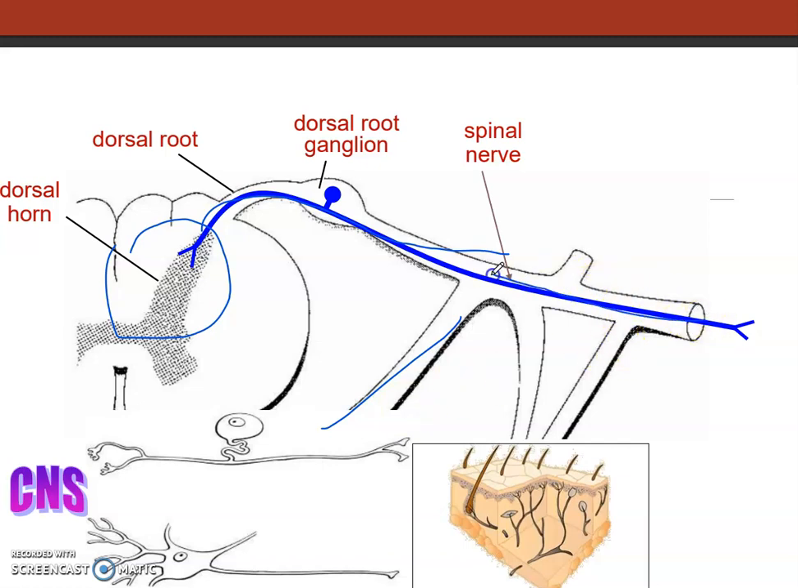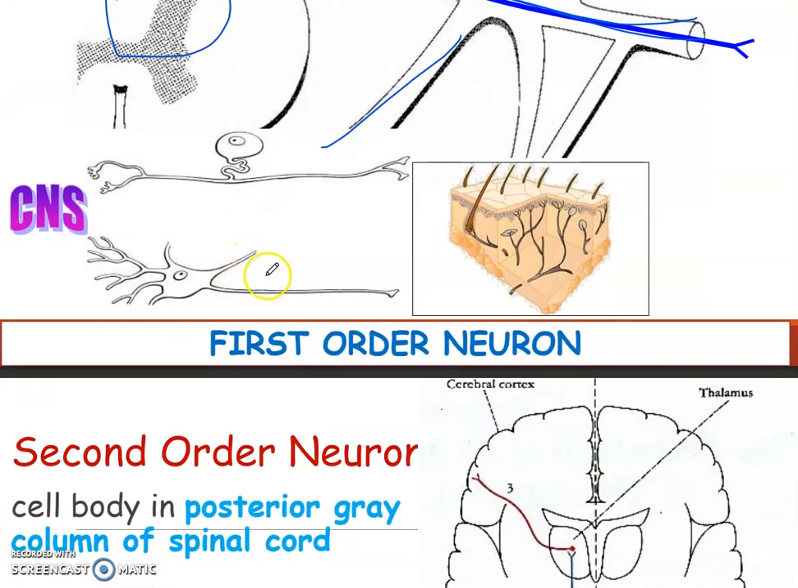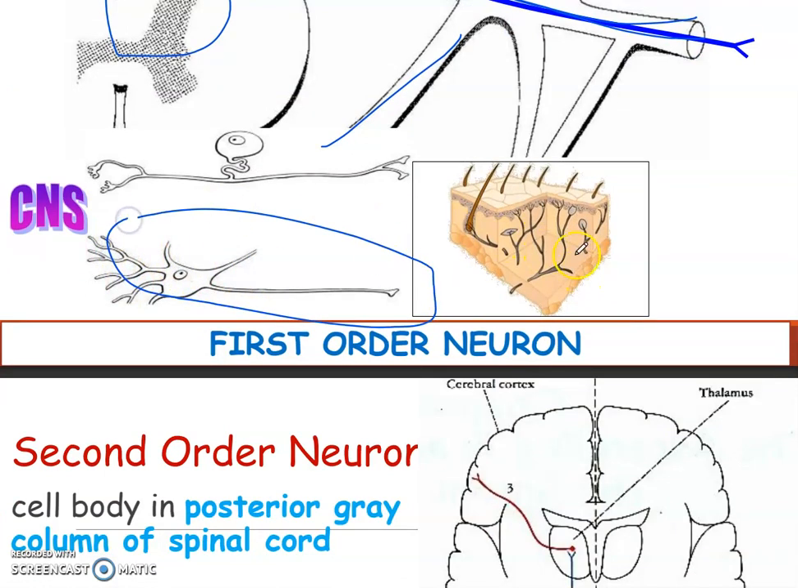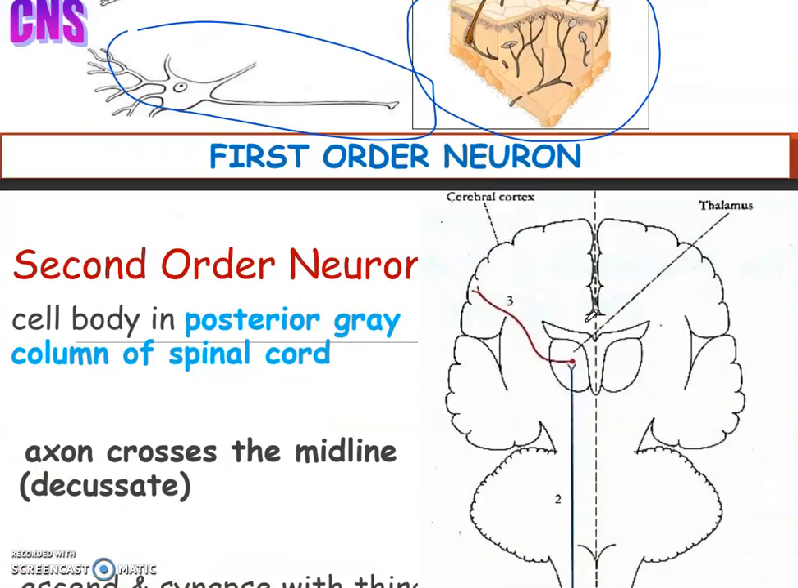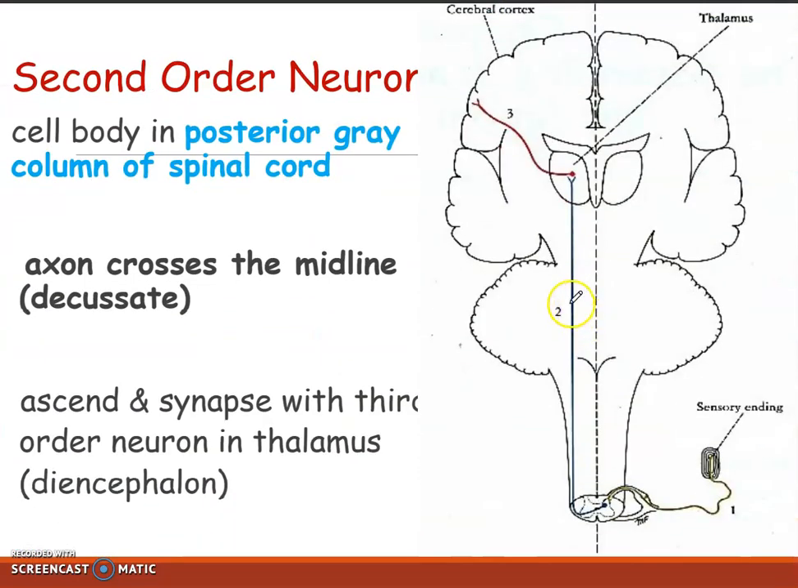And this is the spinal nerve, and this is the dorsal root ganglion. A ganglion is basically where many cell bodies are present, and their axons are scattered elsewhere. As you can see, this is the first order neuron, and these are the sensory endings from where the first order neuron is starting. Then there comes the second order neuron, and its cell body is in the posterior gray column of the spinal cord. As you can see, they are entering through the posterior gray column, and they are ascending.